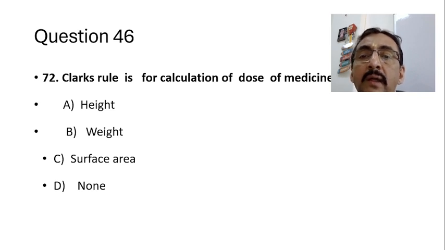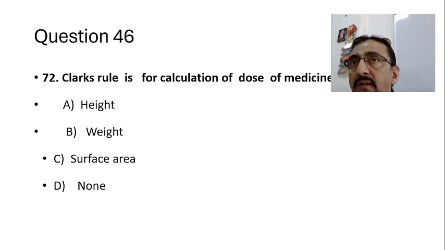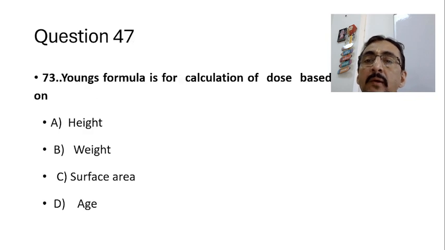So Clark's rule can be used for the calculation of the dose of the medicine in children based on the weight of the child. And we know that the formula is: dose is equal to adult dose into weight in kgs divided by 60. Go to the next question.